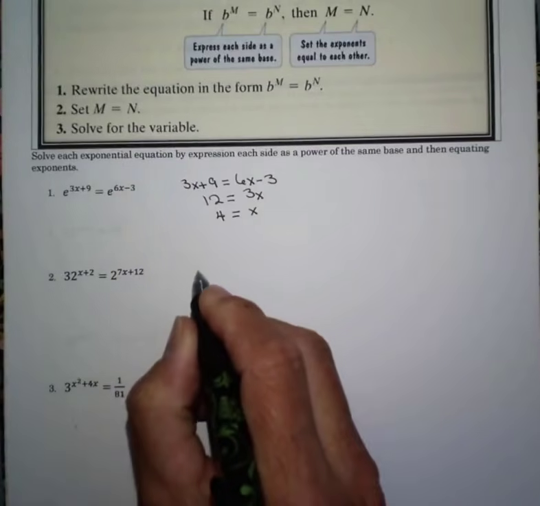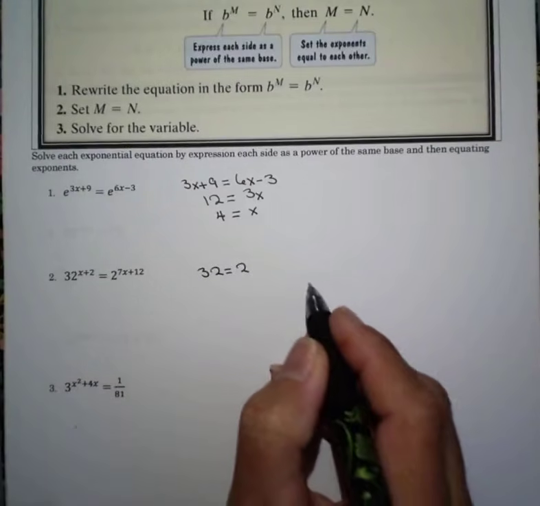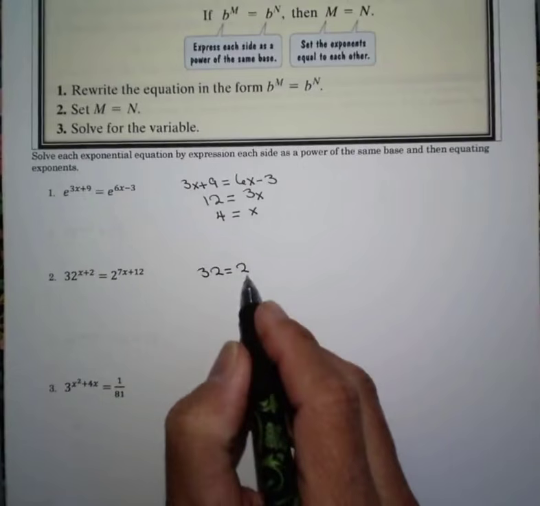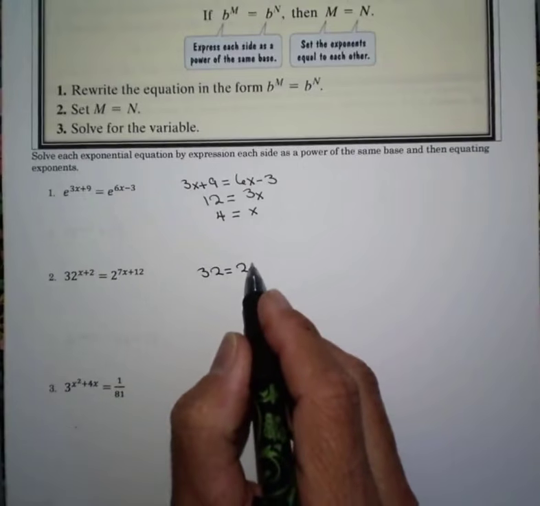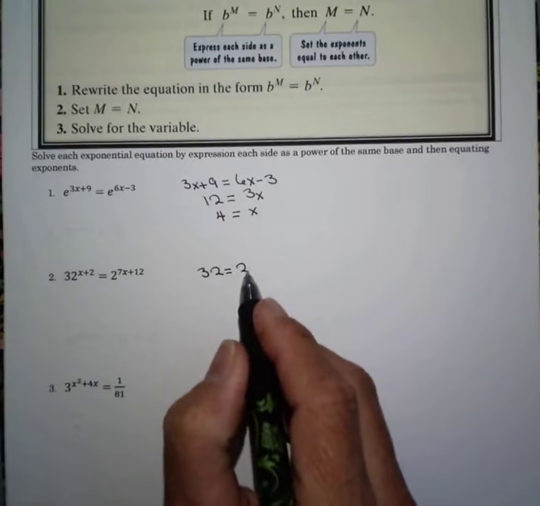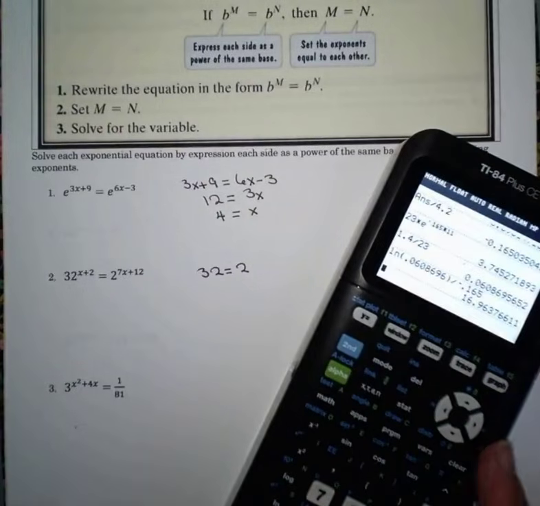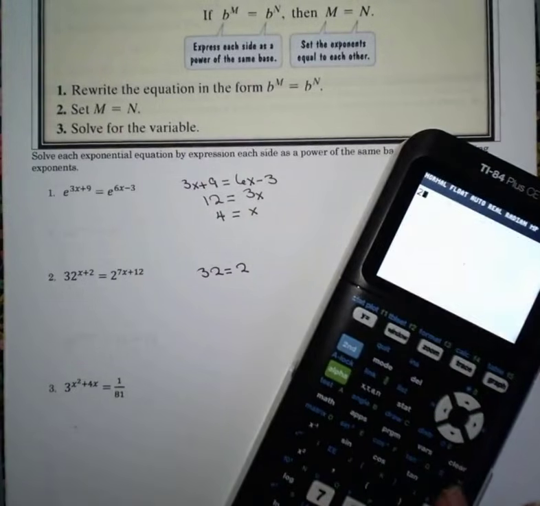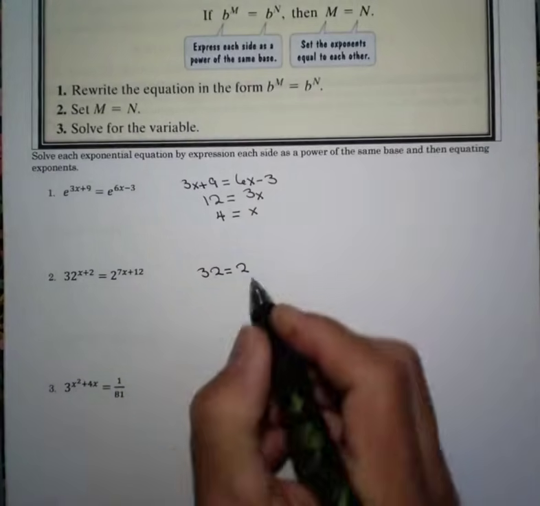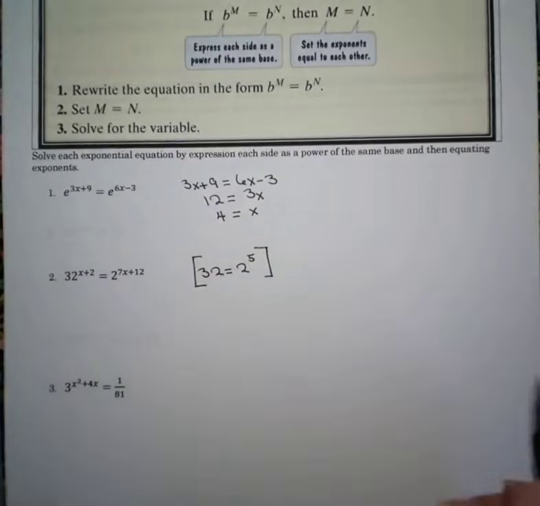What I think about is this: 32 is equal to 2 to what power? What can I raise 2 to and get 32? Well, I know 2 cubed is 8, and 2 squared is 4, and 4 times 8 gives me 32. So I go into my calculator and say, okay, 2 to the power of 5 maybe? Let's check it. 2 to the power of 5 is 32. So I'm going to say 32 is equal to 2 to the power of 5. That's what I have to think about.